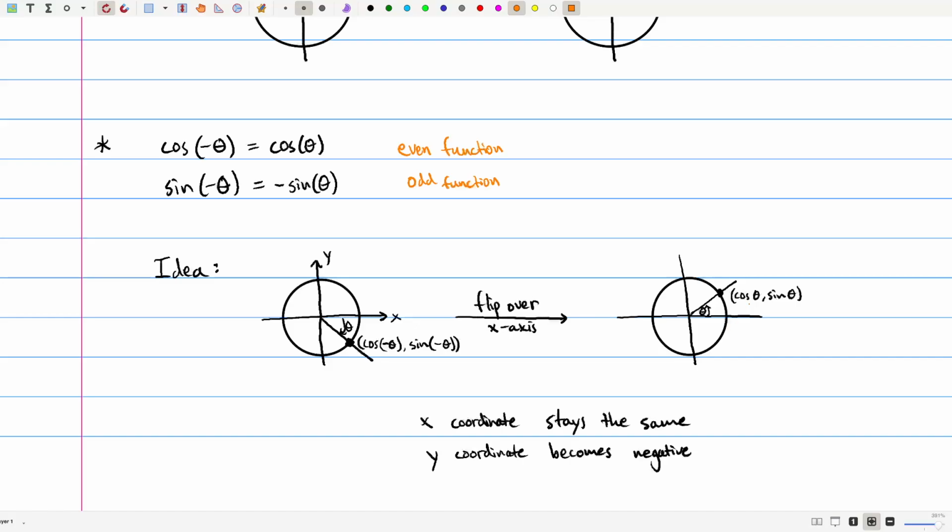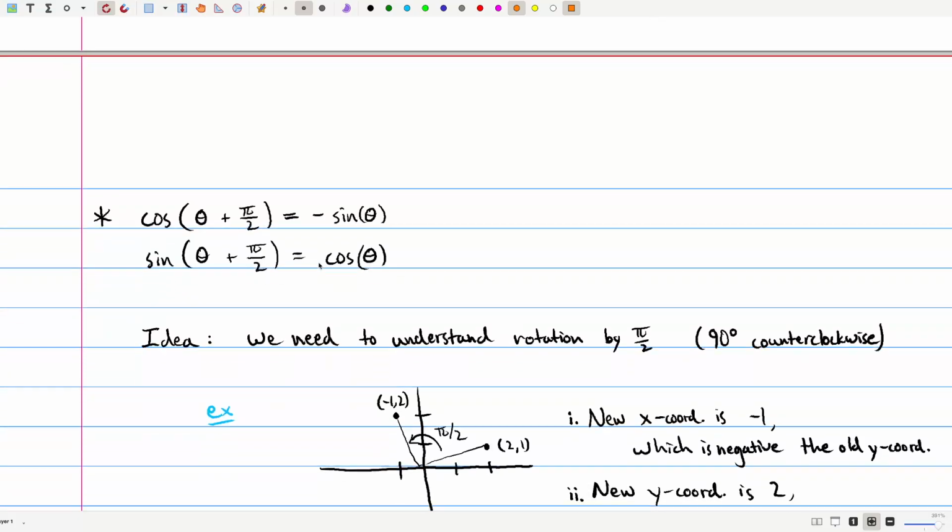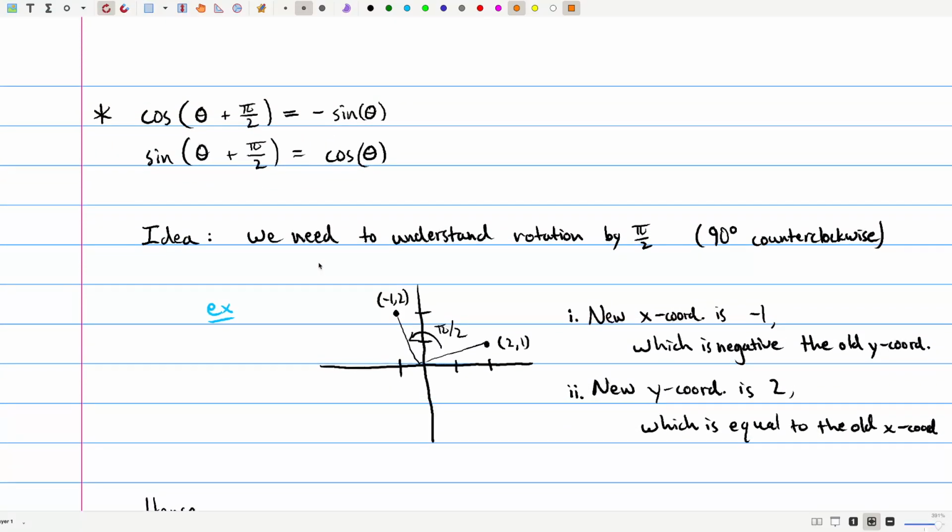And so if we link these facts together, we have that cosine of negative theta is cosine of theta, the x-coordinate is the same, and sine of negative theta is negative sine of theta, which is that the y-coordinate becomes negative after flipping. Okay, what is our next geometric identity? This one is rotation by a quarter turn, pi over 2, also known as 90 degrees. So in this case, cosine of theta plus pi over 2 is negative sine theta, and sine of theta plus pi over 2 is cosine of theta.